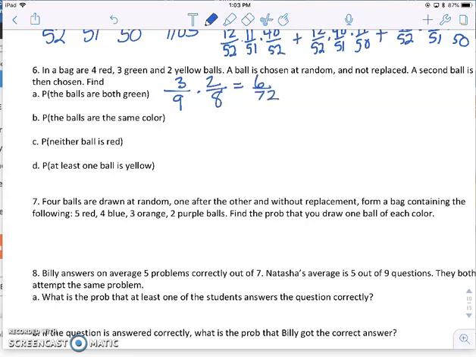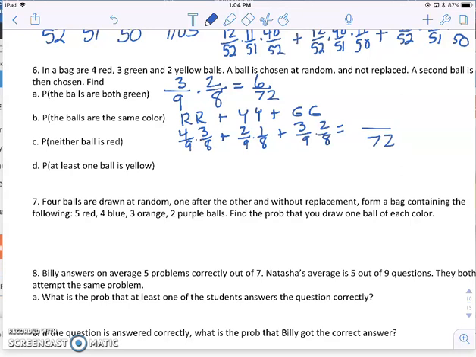The balls are the same color, so we could draw a red and a red, a yellow and a yellow, or a green and a green. So red and a red, 4/9 times 3/8, plus a yellow, 2/9 times 1/8, plus 3/9 times 2/8. And if we add these together, we would have, let's see, 12, 13, 14 plus 6, 20 out of 72.